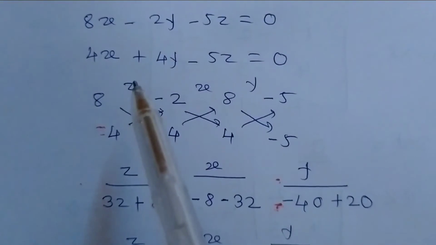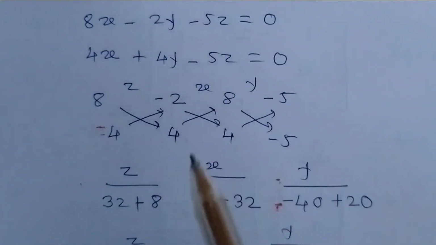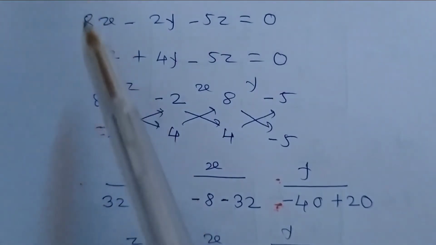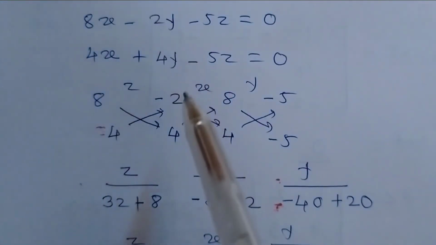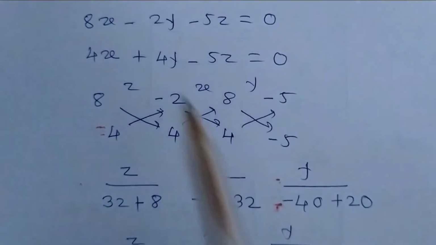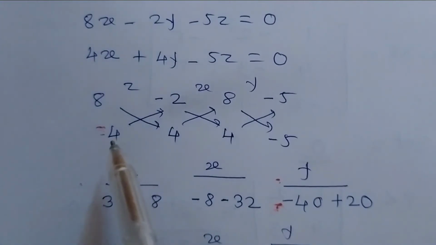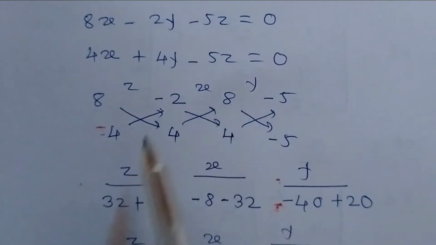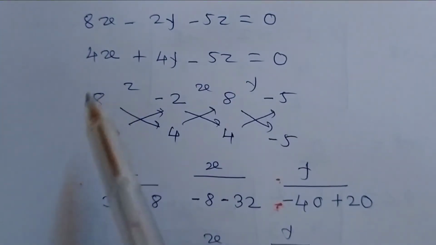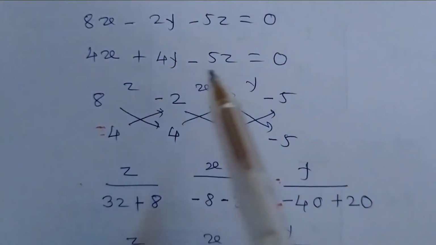So this is the z x y method. We write 8, -2, then again 8 and -5, then 4, 4, again 4, 4 and -5. So like a determinant we can find the values of z, x, y.